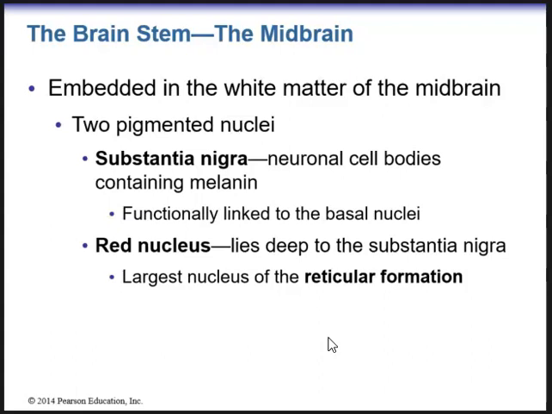So in the white matter of the midbrain, we have two pigmented nuclei. We have the substantia nigra. These are neuronal cell bodies containing melanin. They're called substantia nigra because they look like a black substance. Again, containing neuronal cell bodies that contain melanin. These are functionally linked to the basal nuclei. And then we have the red nucleus that lies deep to the substantia nigra. This is the largest nucleus of the reticular formation.